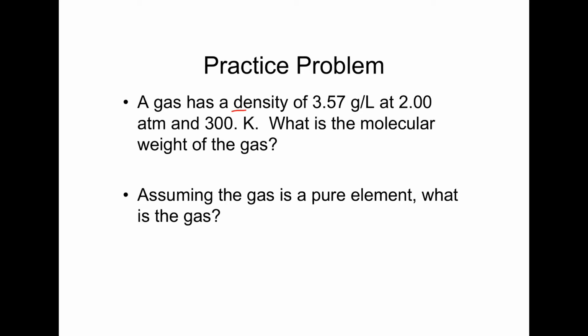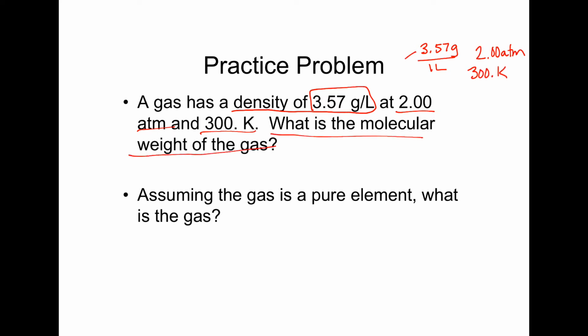Okay, we're going to read as we go along and figure out what we have. All right, so it says the gas has a density of 3.57 grams per 1 liter. It's at 2 atmospheres and 300 K. What is the molar weight of the gas? So I'm looking for molar mass. I'm looking for grams divided by moles.